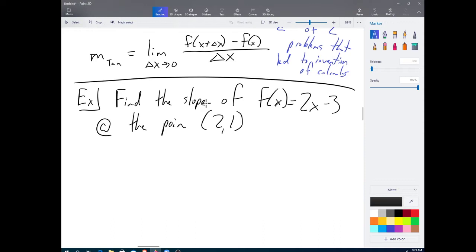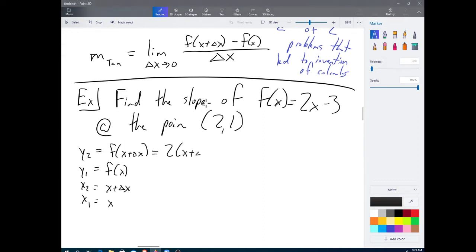Okay, so for this, we need to understand what y2, y1, x2, and x1 all equal. Remember, your y2s are your f of x plus delta x's. And the y1s are your f of x's. x2 is x plus delta x. x1 is just x. So I can plug this in to find out what it would be for this function.